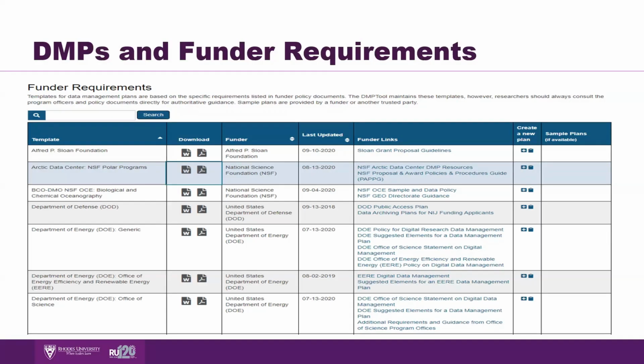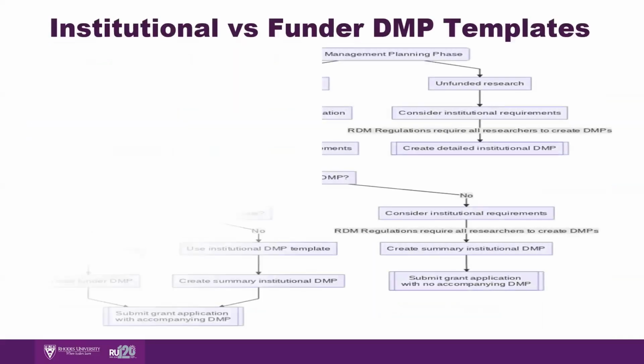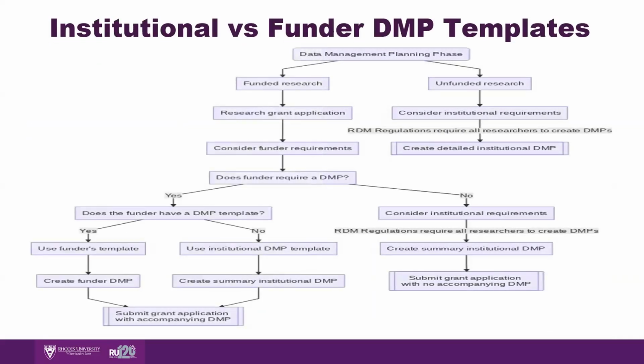Where it's not possible, in this case, to get such a template, you might want to defer to your home institution to see if there's an internal in-house template. For the record, the university does not actually have such a template in place yet, but it's something that is being worked on. So if you wanted to look at how that intersection between institutional and funder templates actually works out, you can look at this diagram that gives you an idea of how things would work out.